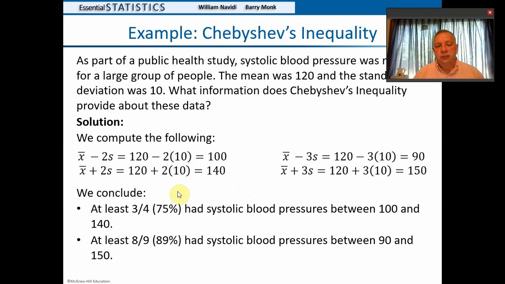For 3 standard deviations, we could do more. At least 8/9, or 89%, had systolic blood pressures between 90 and 150. That's the least. It could be more. 99.7 if it was symmetric data. Again, at least 75 here for plus or minus 2. It could be more, and for us, 95 between plus or minus 2 if it had been symmetric data.